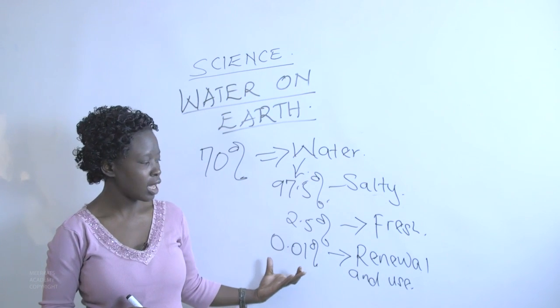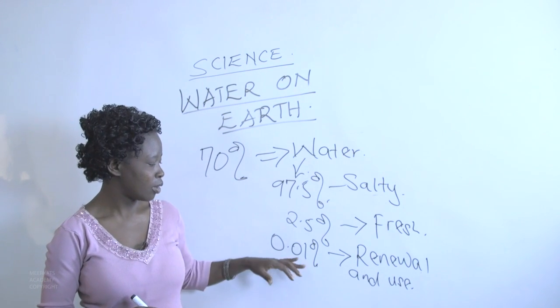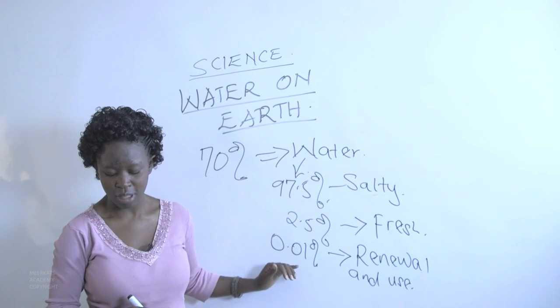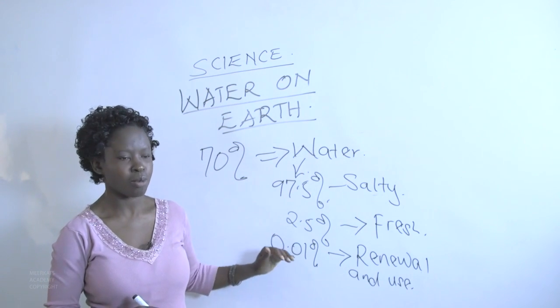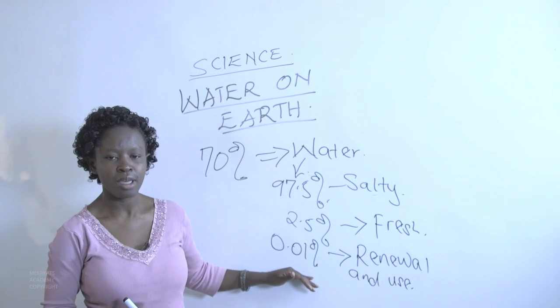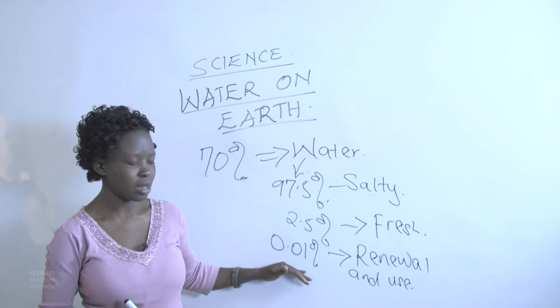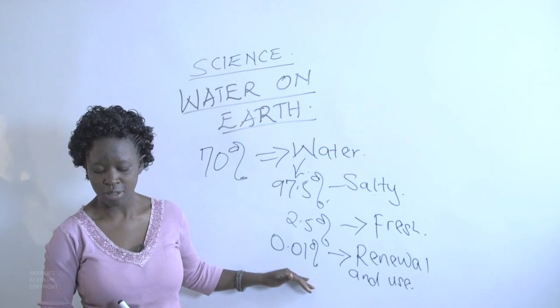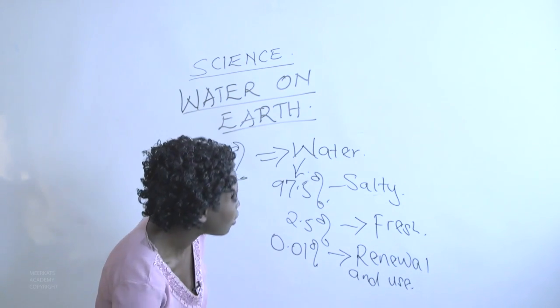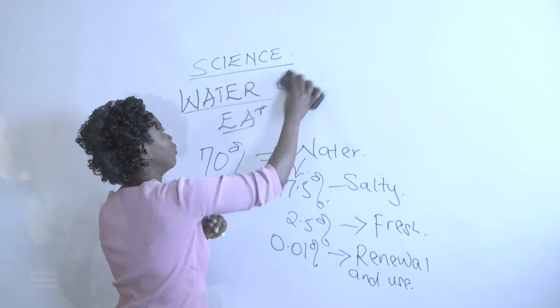So we are going to look at the water cycle, the 0.01% of the water that is undergoing the water cycle. We are going to look at the process or the states in which this water is changing in order to be available for use for various activities on the Earth's surface. So we look at the water cycle.